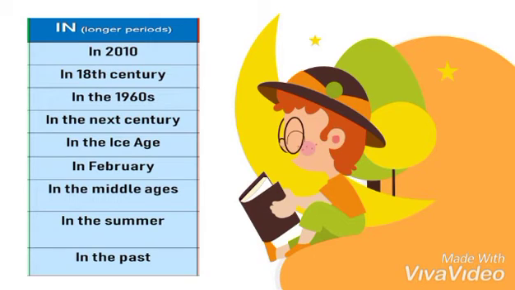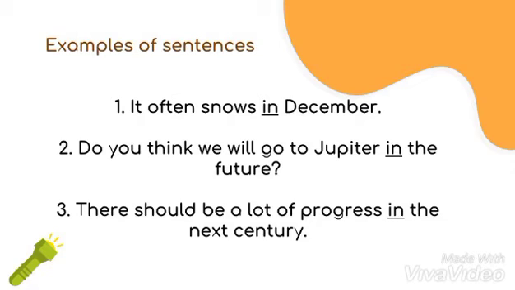Next, we will look at the examples of sentences. Number 1. It often snows in December. Number 2. Do you think we will go to Jupiter in the future? Number 3. There should be a lot of progress in the next century.